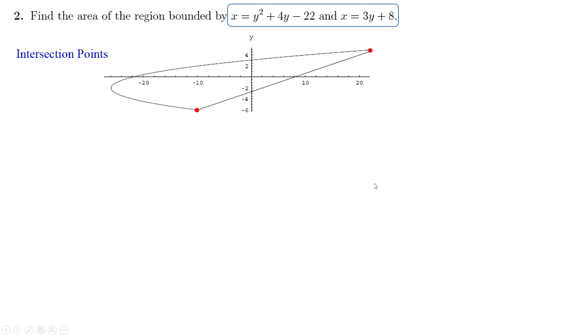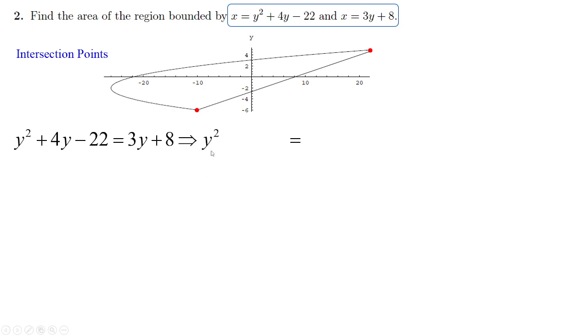There they are, all right, but I'm going to find it and make sure it's all accurate right here. So can I go y squared plus 4y minus 22 equals 3y plus 8? All right, let's solve for y. Put it in quadratic form right there. Thank you, Lainey. So I'm going to bring everything over here to the left.